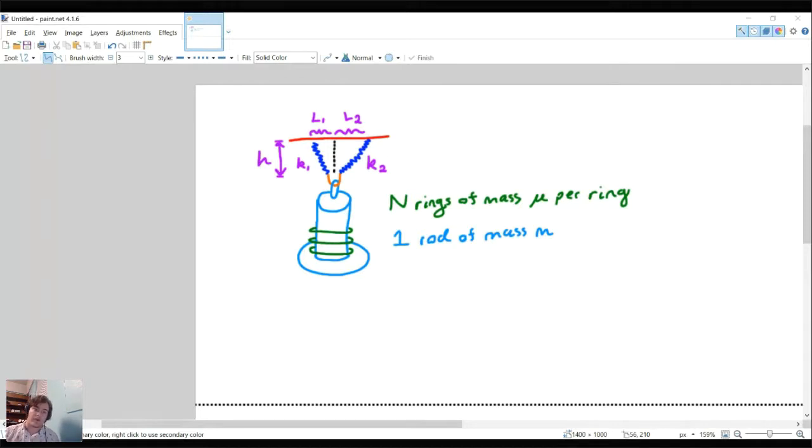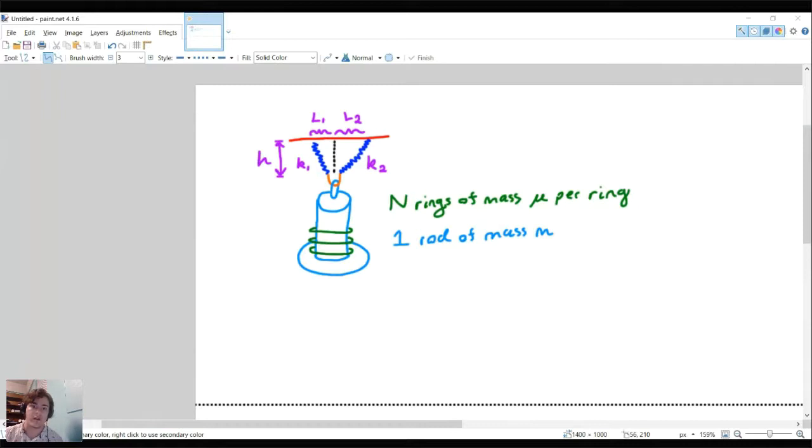So this experiment allows you to find 3 variables. We're talking about N rings of mass mu per ring. This is not coefficient of friction. This is just using a Greek letter for 1 mass and a Latin letter for 1 mass. You might see capital M and lowercase m. You might see M1, M2, but I'm choosing mu just so the letters are more distinct.